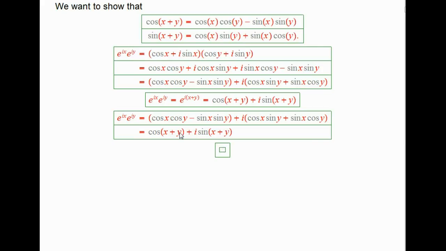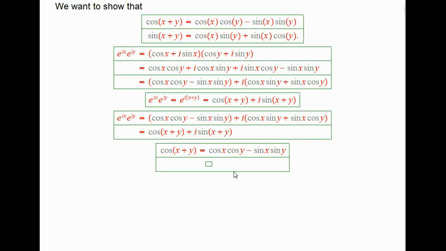So taking the real part of this complex number, we have cosine of x plus y is equal to cosine of x cosine of y minus sine of x sine of y, and this gives us one of the trig identities we were looking for. And for the second one, we look at the imaginary part of this complex number, which is sine of x plus y, and this will be equal to the imaginary part of this complex number here, which is cosine of x sine of y plus sine of x cosine of y, giving us exactly the trig identities that we are looking for.